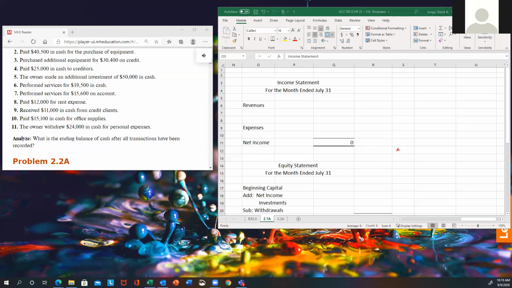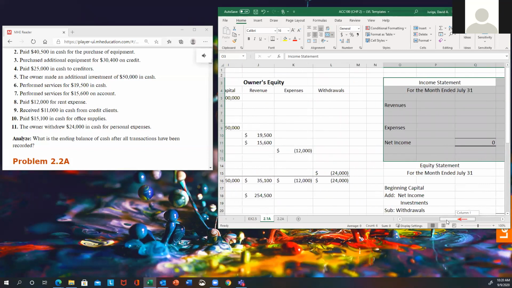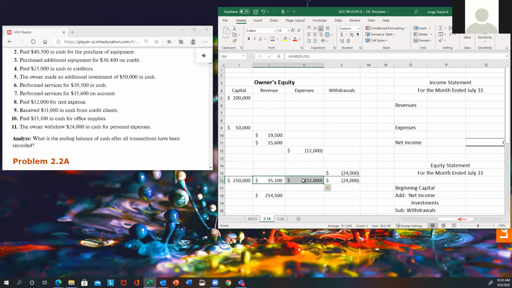Now, on your income statement, the only thing on the income statement is a summary of revenues and expenses. So in this problem, we'll go to our accounting equation. We move over, and you'll notice we've got, I'll highlight these, $35,100 of revenue and $12,000 of expenses. So these two items would be summarized on your income statement. That's the first thing you always do.